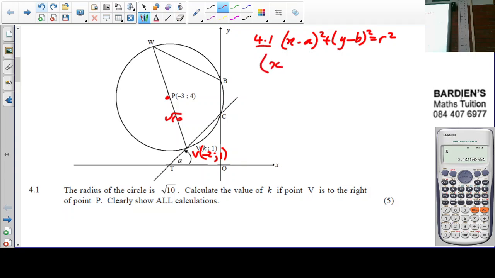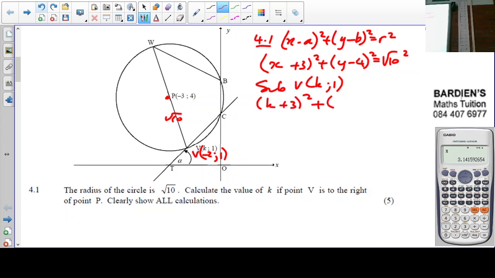So we have x minus minus 3, which is plus 3, and y minus 4 all squared is equal to r squared, which is root 10 squared. Okay, I could have just written 10. Now to calculate k, I could have just substituted V, which is k and 1, that's x and y. So k plus 3 squared plus 1 minus 4 squared is equal to 10.